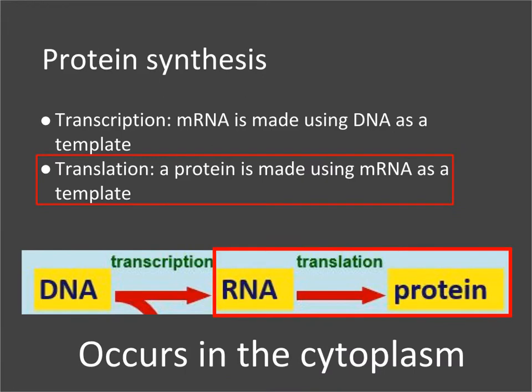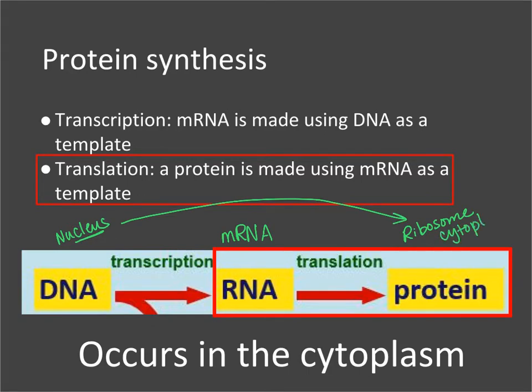Now we're going to take a look at the second part of protein synthesis. During transcription, we made a molecule of RNA, and more specifically, we made a molecule of mRNA. Now the mRNA, remember the DNA is stuck in the nucleus, but to make a protein, we need an organelle called a ribosome. And so the mRNA is able to carry the information in the DNA in the nucleus out to the ribosome, which is located in the cytoplasm.